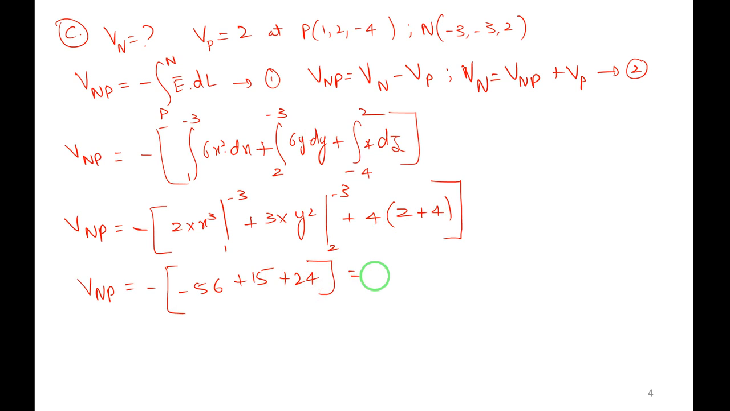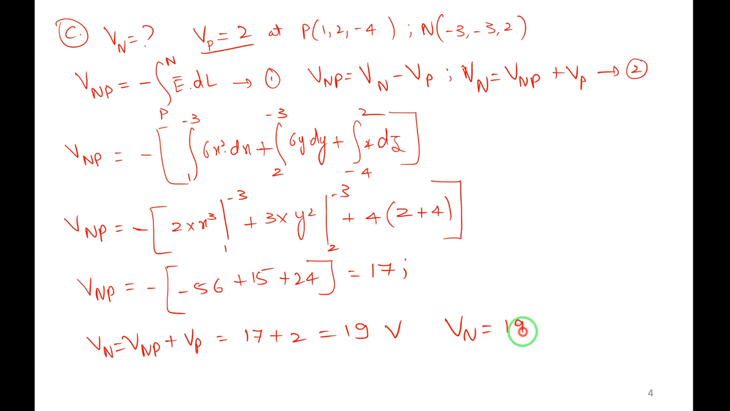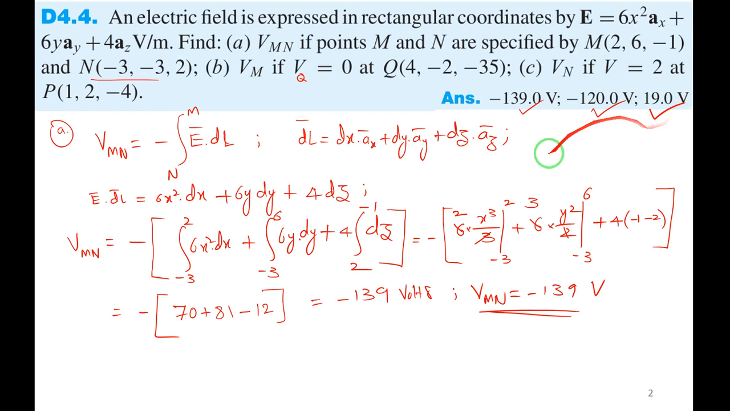So calculate this: minus 56 plus 15 plus 24. I am getting minus 17. This minus is there, minus into minus is plus, so it is 17 volts. But we want Vn. So what is Vn? Use this equation: Vn is equal to Vnp plus Vp. Vnp we have calculated, it is 17 volts, and potential at point P is 2 volts. So it is 19 volts, right? So Vn is equal to 19 volts. You can check it. Is it fine? Okay.